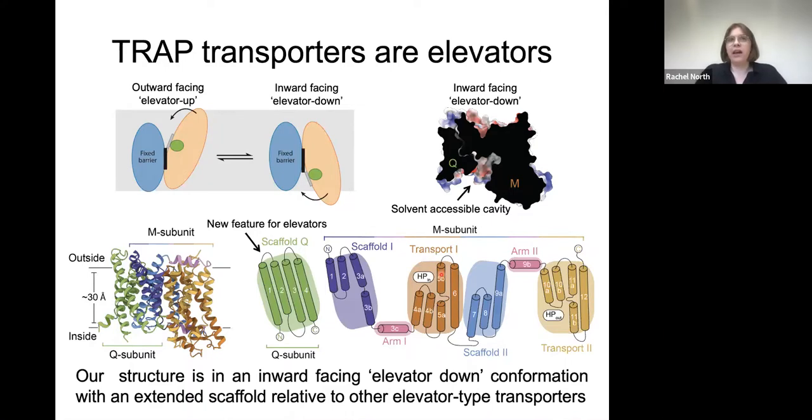And although this M subunit shares no sequence homology with any other transporters, because TRAP transporters have almost no sequence homology to anything else, they do share a similar fold and topology to other transporters. And I'll talk about them in a little bit more detail later. But these other transporters that they share their fold and topology with are also elevator transporters, confirming that for TRAPs, we do have an elevator transporter. But the scaffold domain over here, which forms interactions with the scaffold domain in the M subunit, is a new feature for elevator transporters. So we only see this in the TRAP transporters, and it seems to extend the scaffold to make it even larger than what we've seen before.